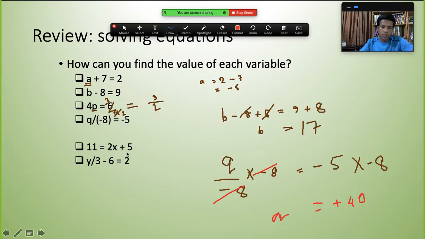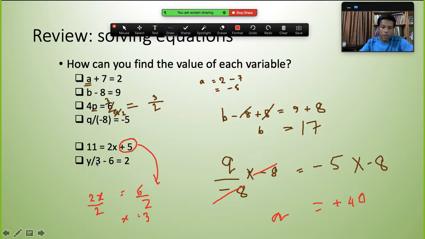This one is twice x plus 5, so basically first we need to remove this 5 from this side, so you just subtract 5 from both sides to remove it. Then it will become twice x equals 11 minus 5, that means 6. Then you divide both sides by 2 to remove this 2, then x equals 3 is the answer. 3 is the answer for this math.